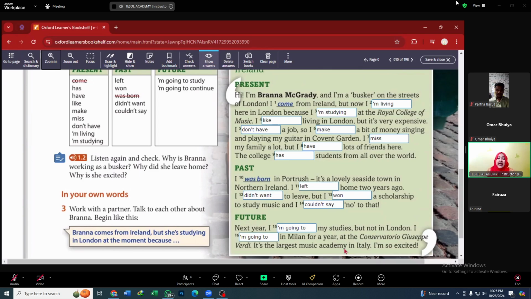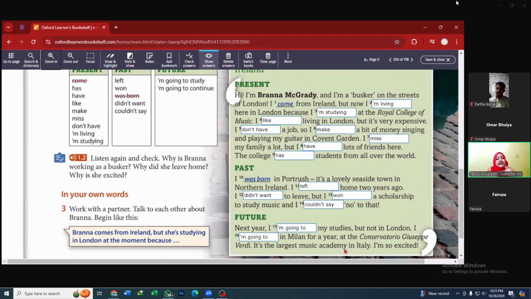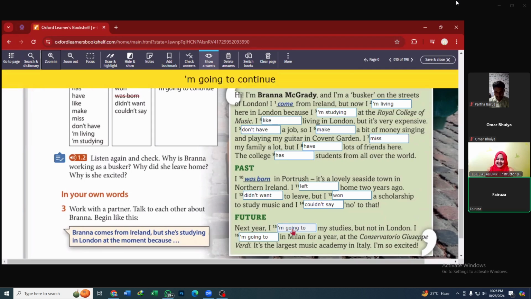Next, I won a scholarship. We say "won", W-O-N, with the same pronunciation as the number one. Win is to win something, and the past tense of it is "won". So we say one. I won a scholarship to study music and I couldn't say no to that.